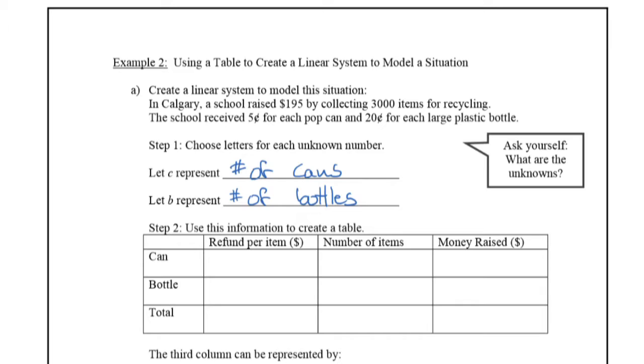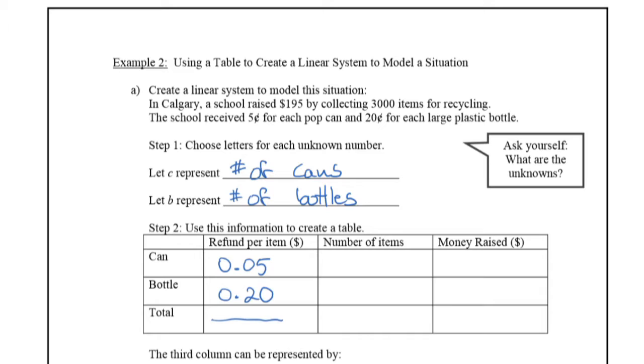So it says school received 5 cents for each pop can. We're going to write the refund in dollars just to make life a little bit easier. 5 cents for a can, 20 cents for a bottle. I don't have to put anything in there.